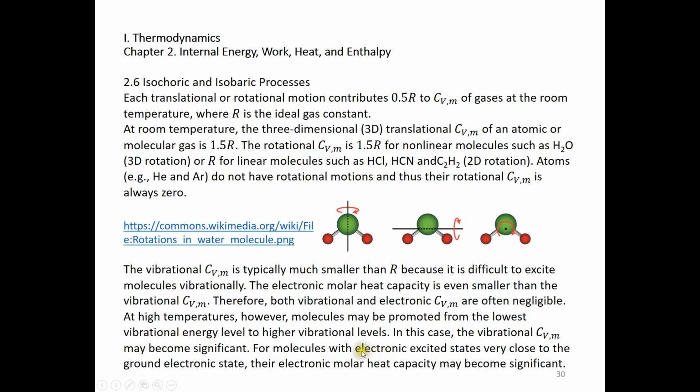And there are also exceptions to electronic molar heat capacity. Occasionally, we have a molecule with some excited states very close to the ground electronic state. Well, we see some transition metal complexes with this kind of feature, and then their electronic molar heat capacity may become significant because just by heating up this kind of molecules, well, electrons can be promoted to the second lowest electronic state.